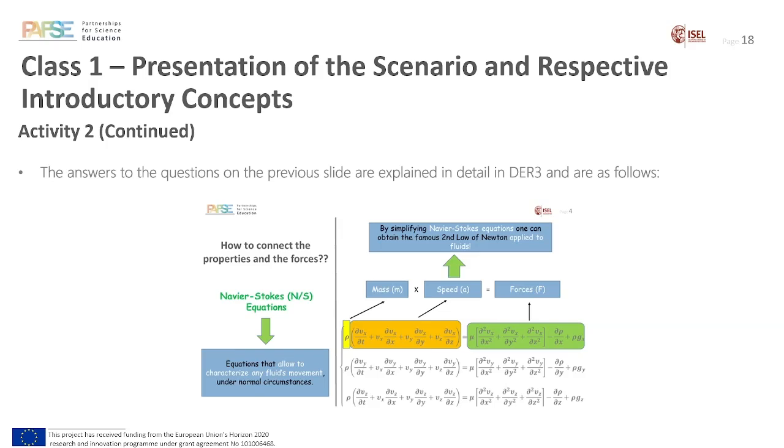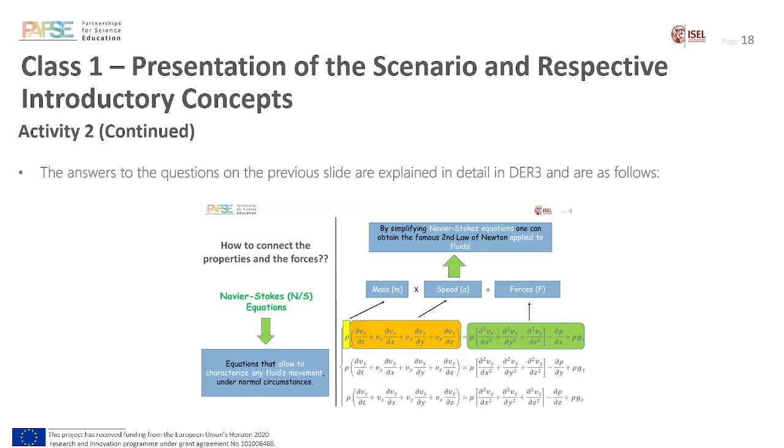Like I said, we have to analyze the properties and the forces that are being applied to a fluid, so we can describe the flow of this fluid. Then we have to relate the properties and the forces that are being applied to a fluid. These two aspects are related under equations, and the equations that relate the properties and the forces applied to every fluid are the Navier-Stokes equations.